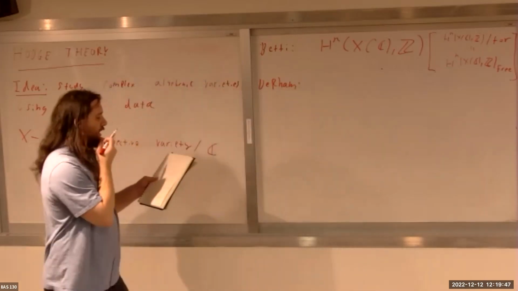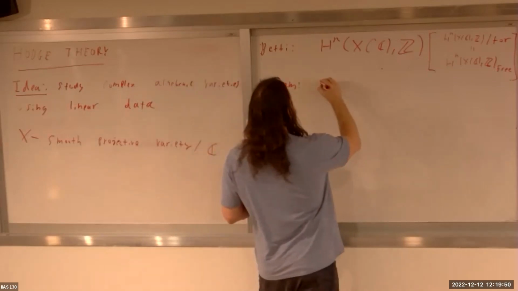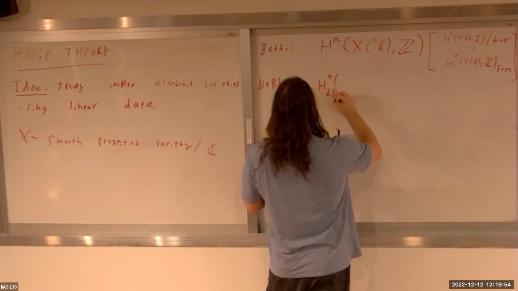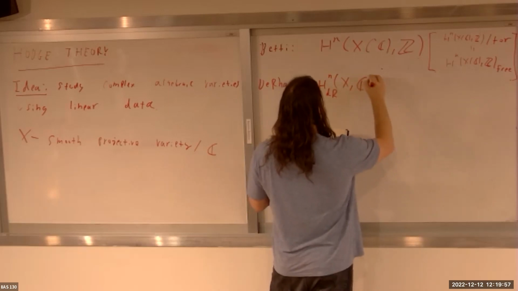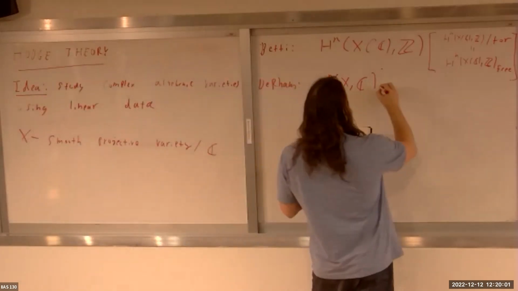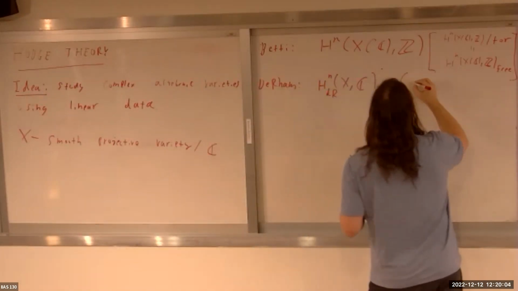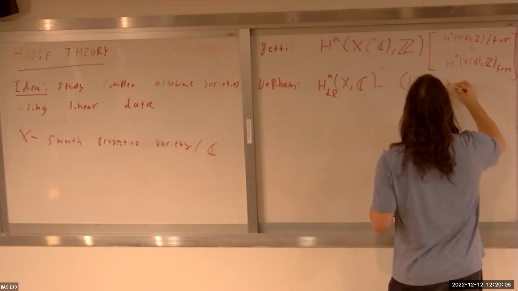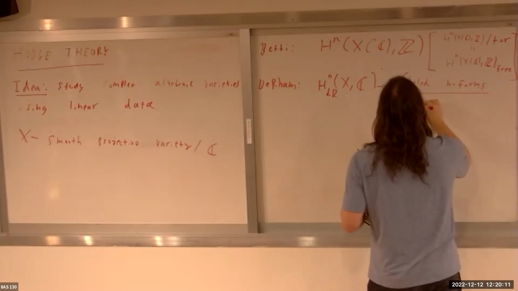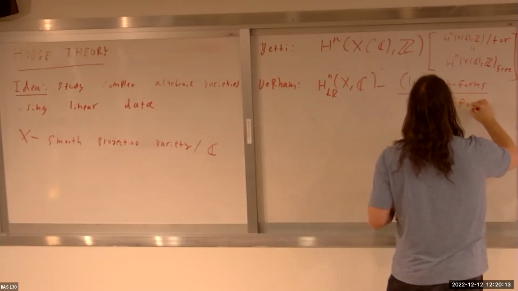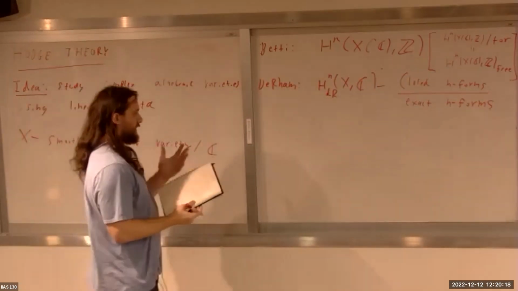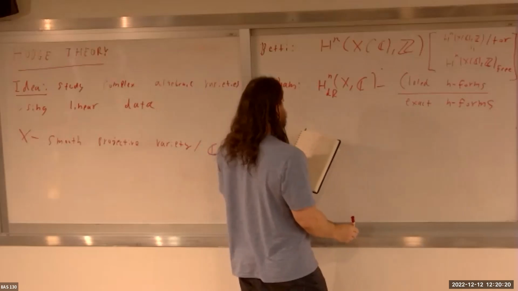Likewise, we can assign the de Rham cohomology to X, which I'll write as H^n de Rham of X comma C. The simplest way to think about this is just closed n-forms mod exact n-forms. So another topological, if you like, invariant. At least for now, we'll think about it that way.